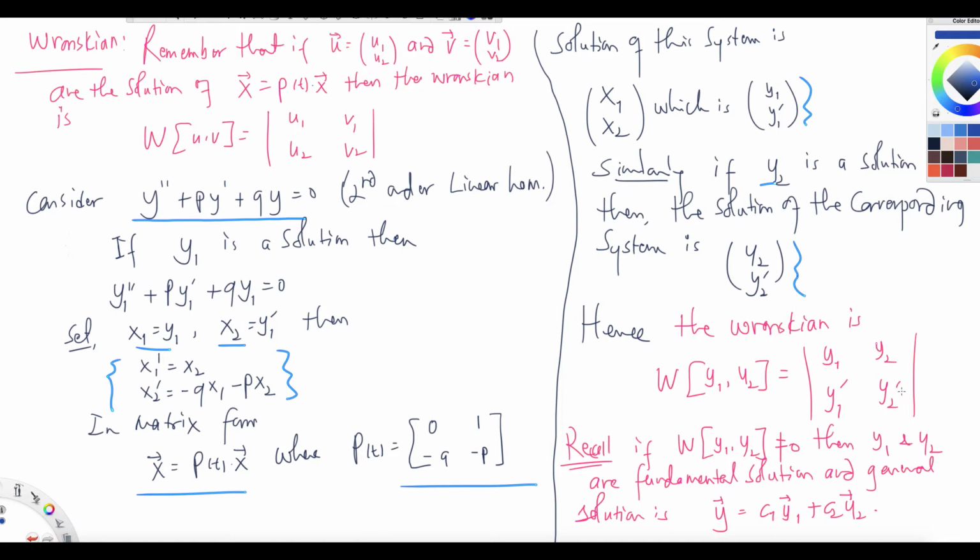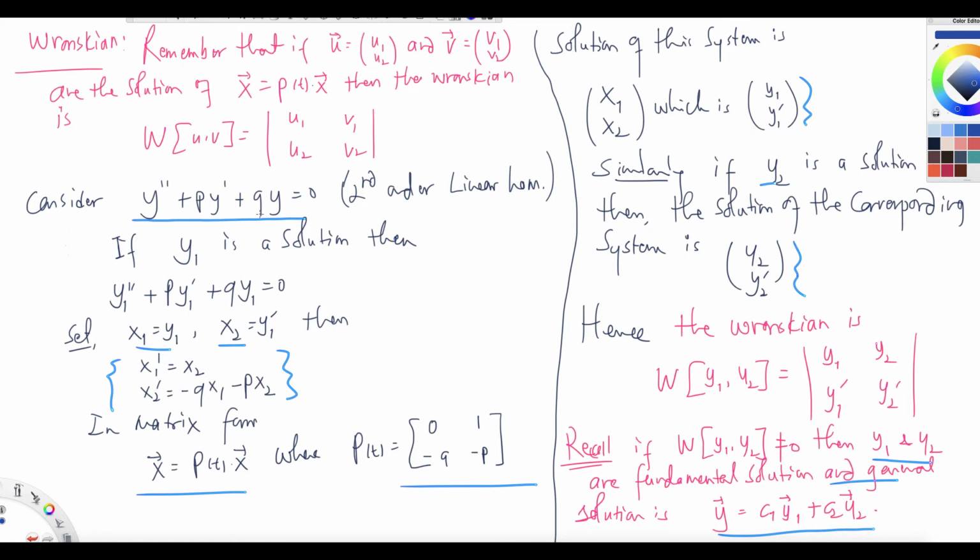Also recall that if the Wronskian is not 0, then we call y1 and y2 a fundamental set of solutions. In that case the general solution is y = c1 y1 + c2 y2, which is a linear combination of those two solutions. So this is how we can relate the Wronskian of the system to the Wronskian of the single second order linear homogeneous equation.